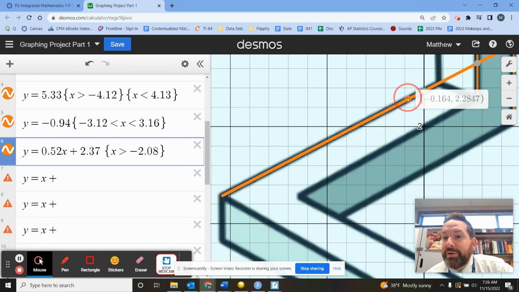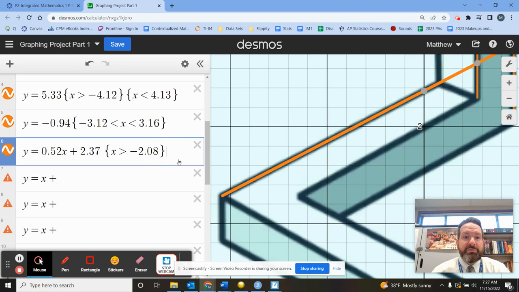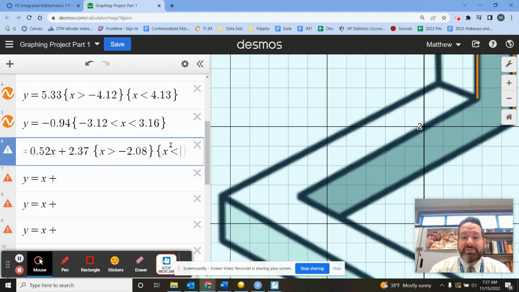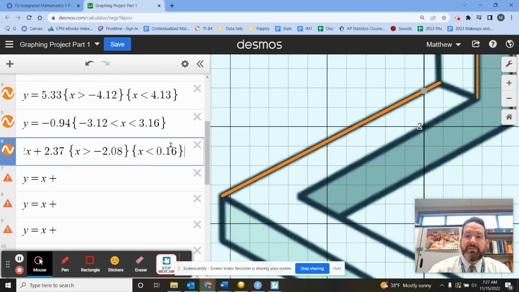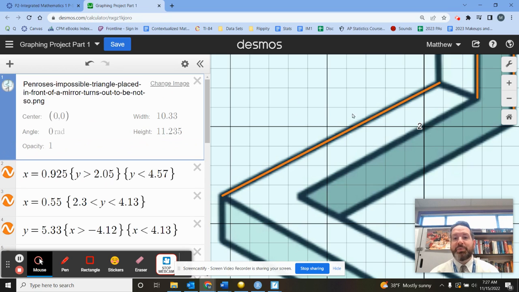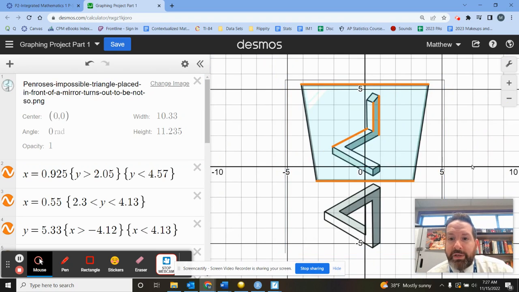Let's do the same thing on the other end. I want my line to go until about here. Well, about here it says the x is 0.16. Okay, so for my other restriction, I want to keep the part of the line that is to the left of 0.16. And just like that, we've got our first diagonal line segment. A quick zoom out to see how it looks. That looks pretty good. Let's go one more time.